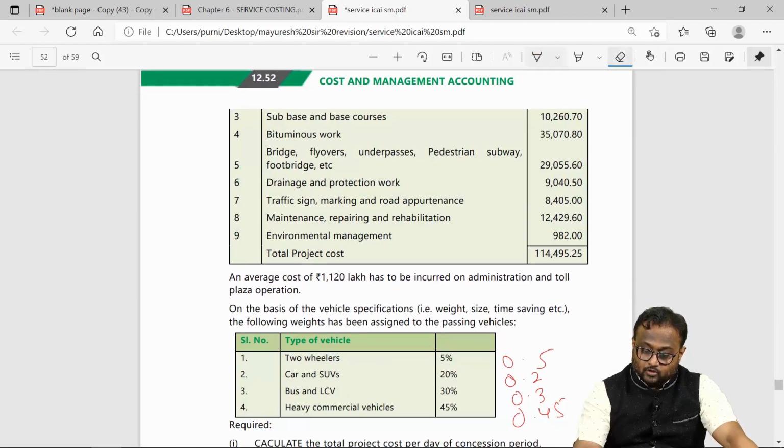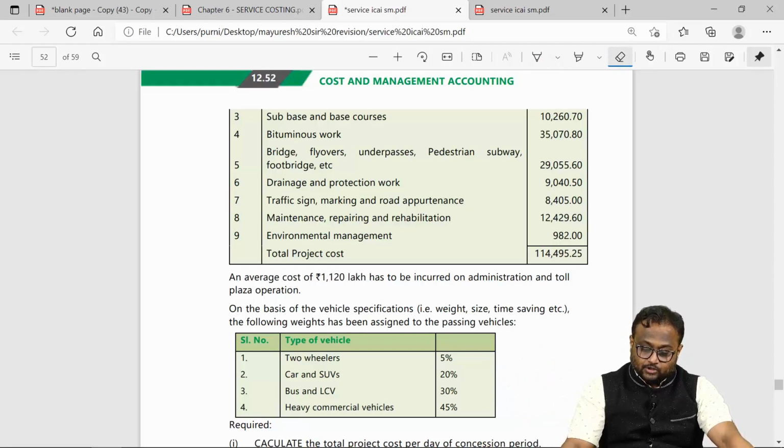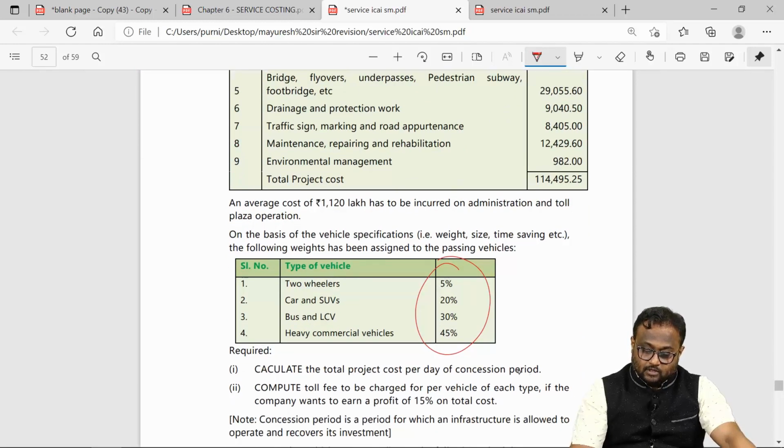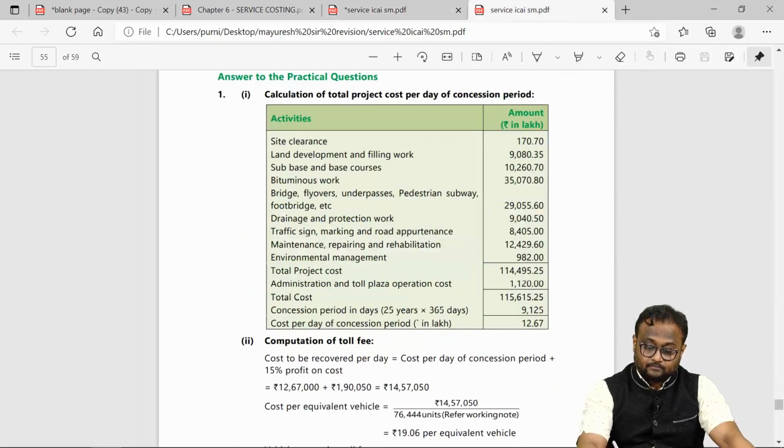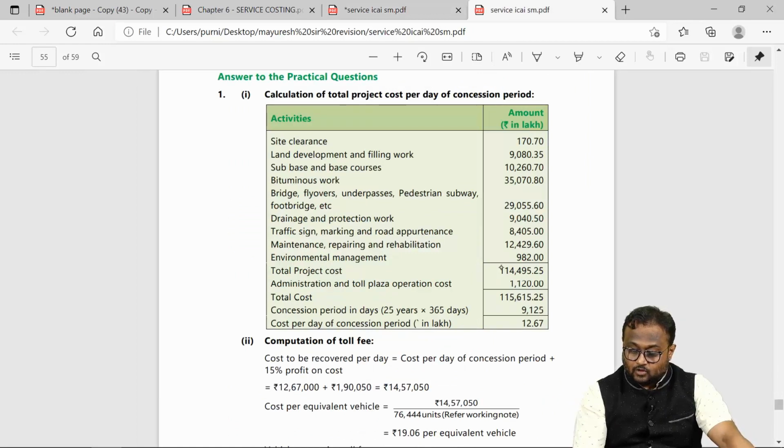And once you get the total cost structure, these are the percentages, these are the weights assigned: 5%, 20%, 30%, 45%. We are supposed to calculate the cost of the project. So the cost which is given to us. Now each year consists of 365 days, 25 years is the time given. So 9125 days will be used as a concession period.